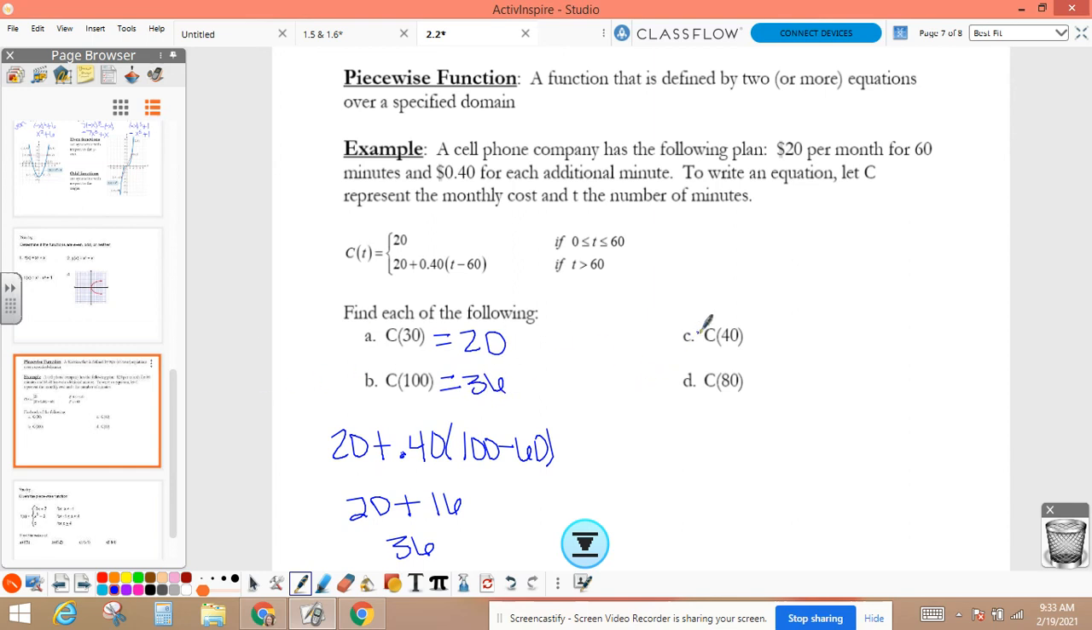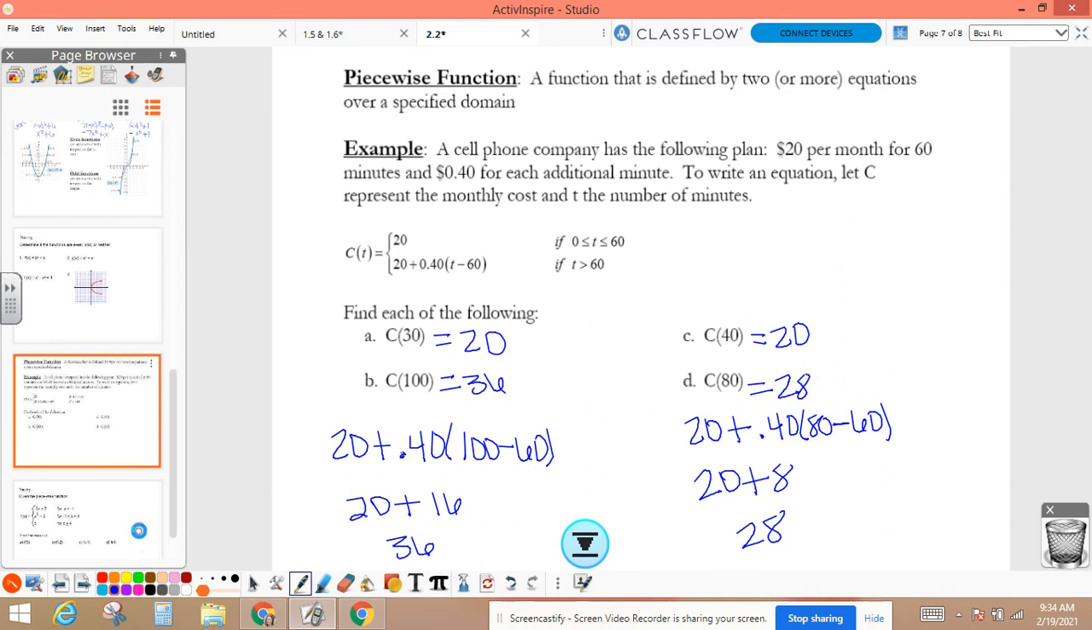All right, C, you have 40. 40 falls between 0 and 60, so it's just 20. And then for D, you have 80. 80 is more than 60, so you've got to do the math. So that's 20 times 40 cents is 8. So you have $28.